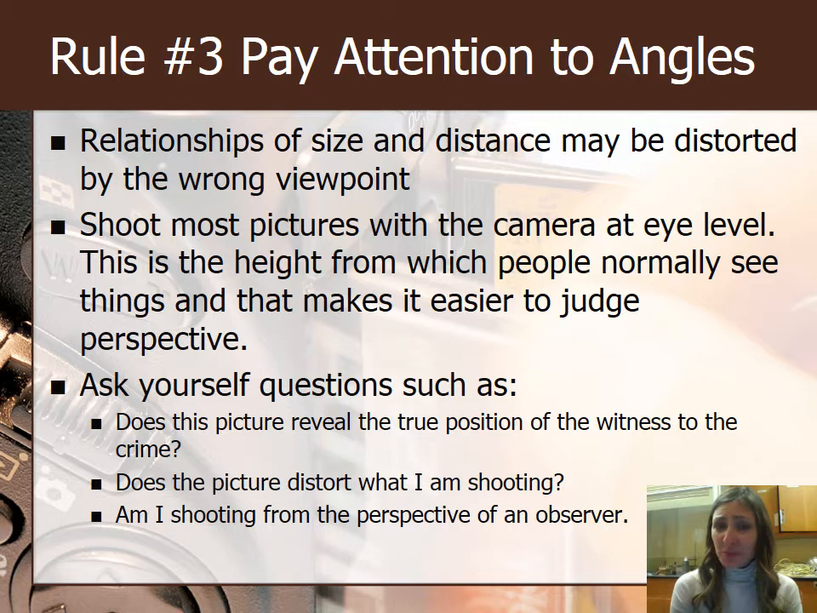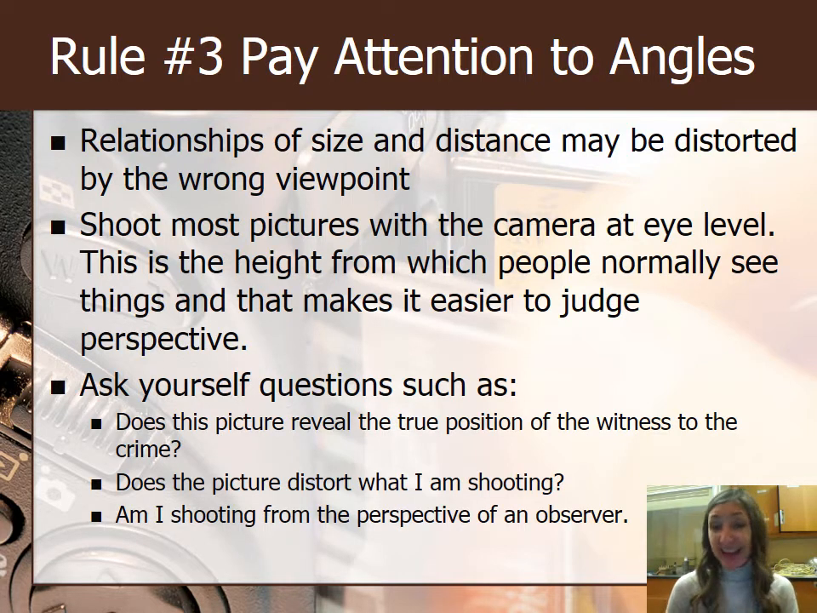It's really important that we pay close attention to our angles. So rule number 3 is all about the angles. The relationships of size and distance can be really distorted by the wrong viewpoint. You need to shoot most pictures right at eye level. That's the height with which people normally see, and it makes it a lot easier for other people who are viewing your crime scene photographs to judge what your perspective is to view the entire crime scene.